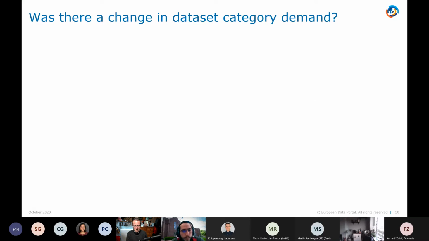So the first question that we ask is, was there a change in dataset category demand? When people browse the dataset section of the portal, they can use category filters. I think all portals have this, that the datasets are labeled by categories, and then users can filter according to health, economy, and all that. So we wanted to see if there was a change before and after COVID on this demand for a category.